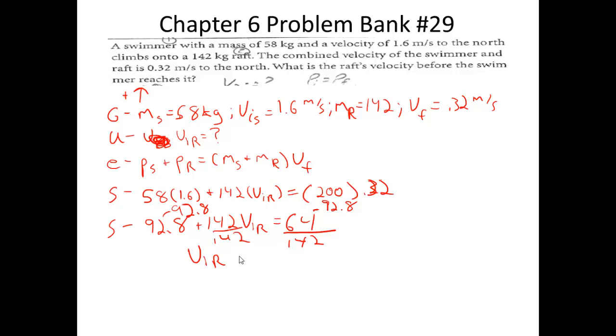So 64 minus 92.8 equals a negative 28.8. We're going to divide that by 142. And we have the initial velocity of the raft at a negative 0.20 meters per second, which also means that our raft initially is heading south. That's it for Chapter 6, problems involving elastic and perfectly inelastic collisions.